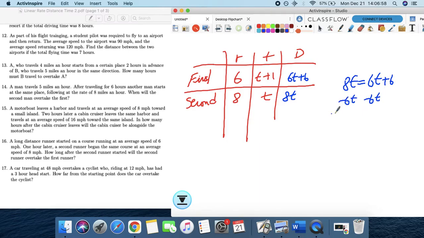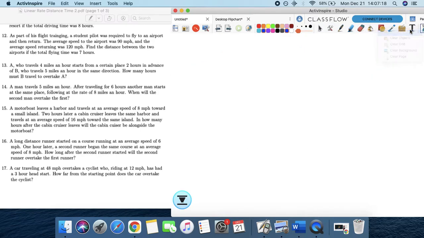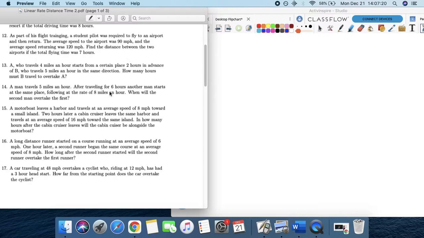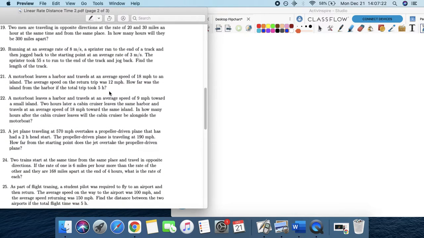Minus 6t on both sides. We've got 2t equals 6. Divide both sides by 2. t equals 3. So in 3 hours, the second runner is going to catch up with him and then pass him. As you can tell, this becomes easier and easier as you do them.